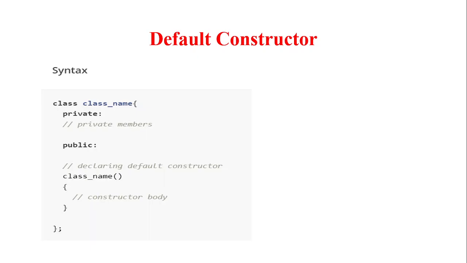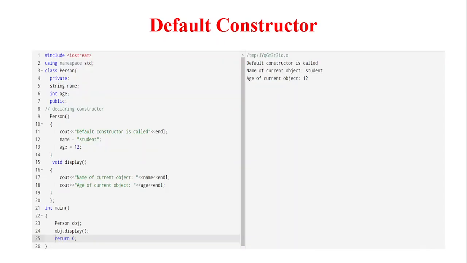The syntax is class name, private, public, right? And then we have the class name and the constructor body, right? Now in the default constructor, here we find the class name is person and we have the person function, which is the default constructor, and the name and the age for the given variables in the class are declared. So when an object is created, automatically this assignment will be invoked, and when you invoke the display function, you will get the student and 12. So this is your default constructor.